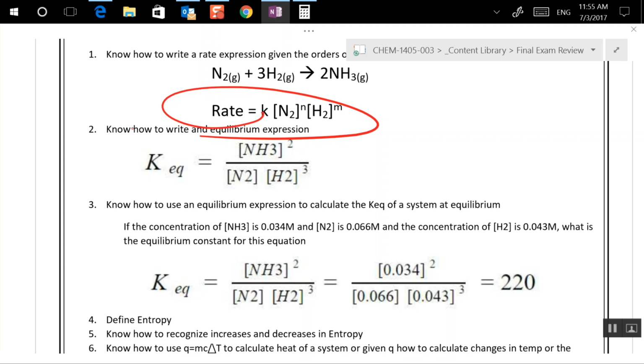How's that going to help you? I have no idea. That is the mandate, though. If it was up to me, I'd make you calculate it, and then I'd say that can help you one day. But otherwise, this is all that you're mandated to do. So you just have to write the rate expression and understand that it's only reactants, whereas equilibrium is products over reactants raised to their coefficients.